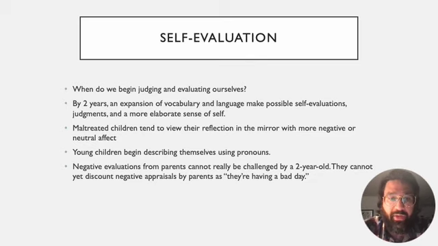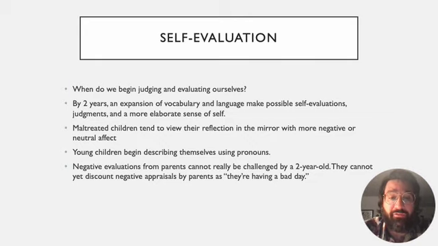Self-evaluation. So when do we begin judging and evaluating ourselves? If you remember, we said self-conscious emotions like pride, guilt, shame, and embarrassment all start to emerge at around 1.5 to 2. So by 2 years, there's this big expansion of vocabulary and language that make these self-evaluations possible. Because as a baby's language expands, so too does its capacity to describe its experience.